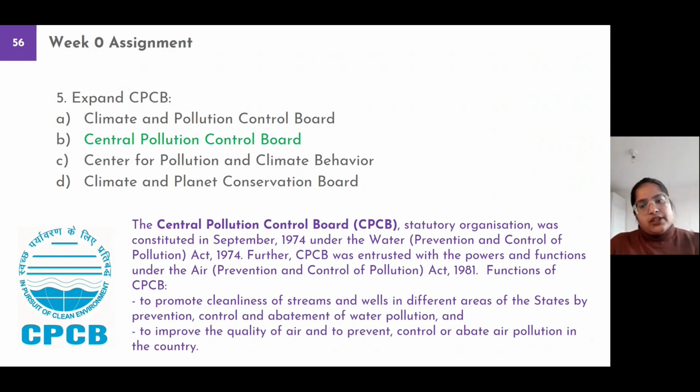This is a statutory organization which was constituted in 1974 under the Water Prevention and Control of Pollution Act 1974 and the Air Prevention and Control of Pollution Act 1981. And the function of CPCB is to promote the cleanliness of streams and wells in different states of the country, and to improve the quality of air and to prevent air pollution in the country. So CPCB is the Central Pollution Control Board.